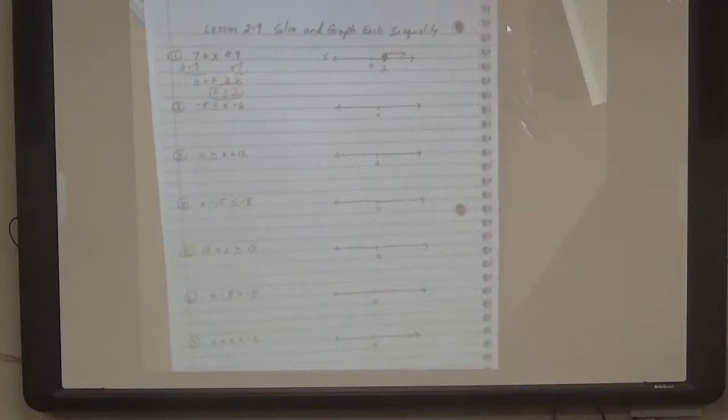Tyler? Does it matter where you put the X? No, as long as you label your graph. Okay? Any questions?